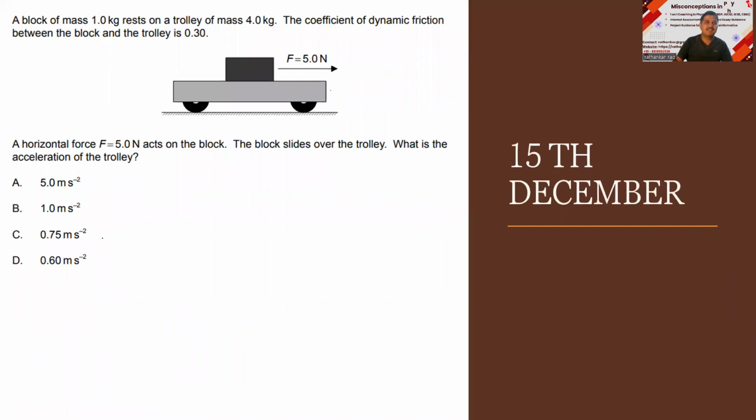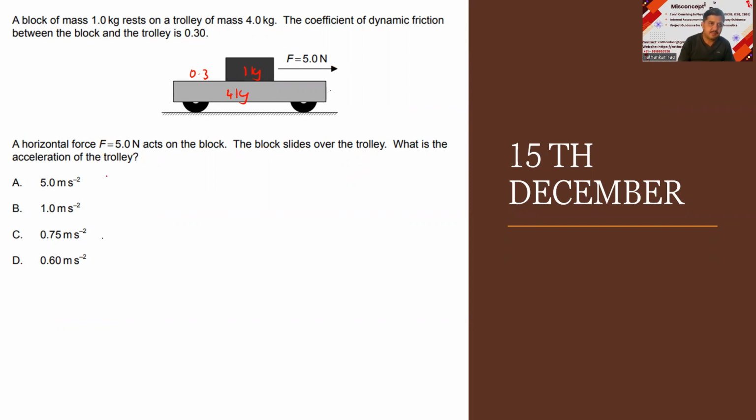A block of mass 1 kg rests on a trolley of mass 4 kg. Let me write it down. This is my 1 kg mass. This is my 4 kg mass. The coefficient of dynamic friction between the block and the trolley is 0.3. None of them got the answer here, I feel. A horizontal force F equal to 5 Newton acts on the block, so the block slides over the trolley. This block now starts moving.